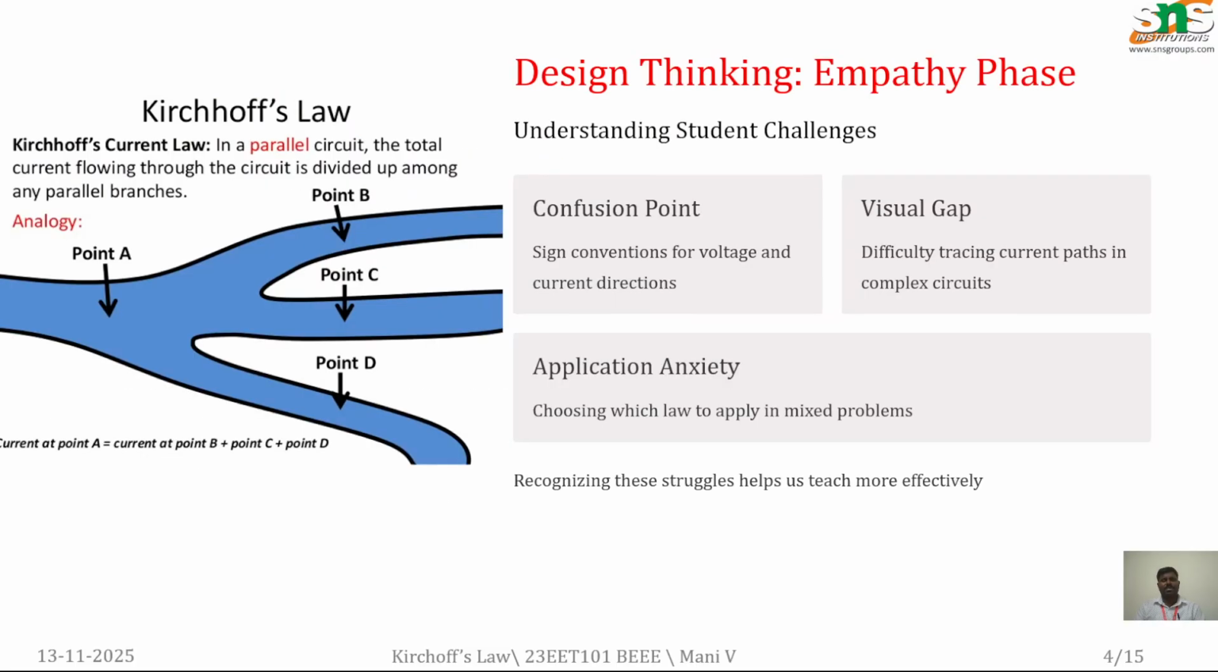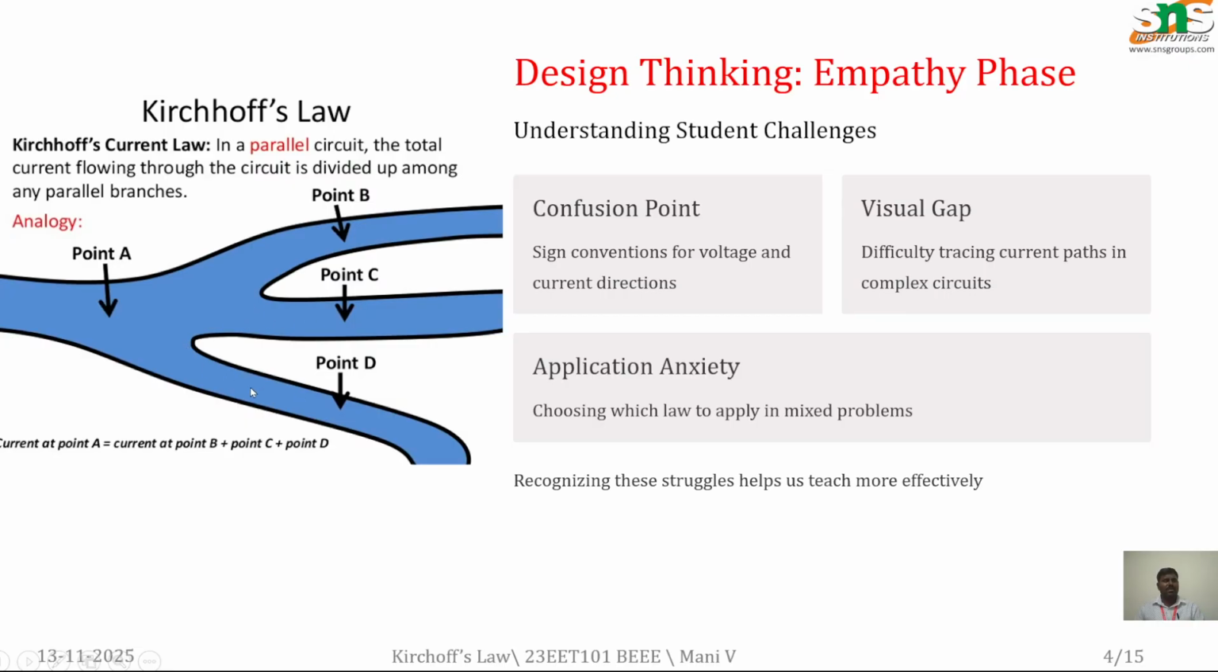So in the empathize stage, there is a struggle to visualize and understand Kirchhoff's laws. Now we can see this image. This is a path. This is called point A. Then further, it is divided into three sections: one is point B, another is point C, and another is point D.